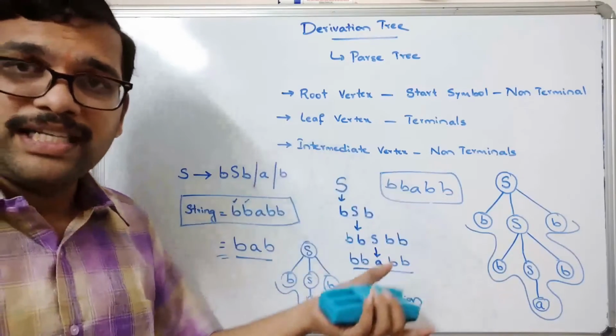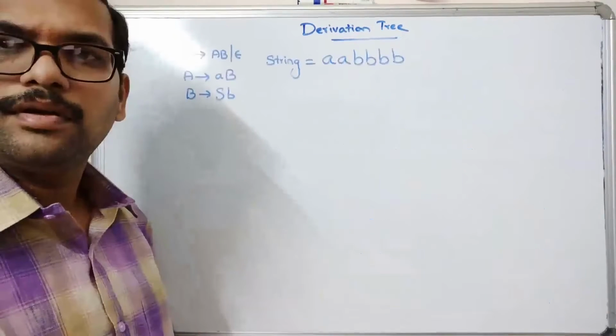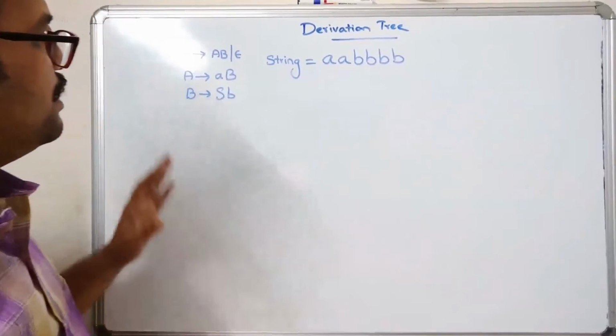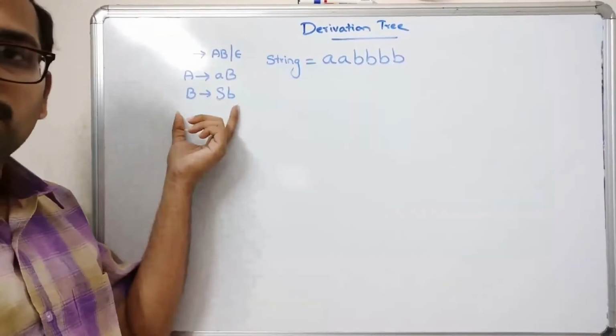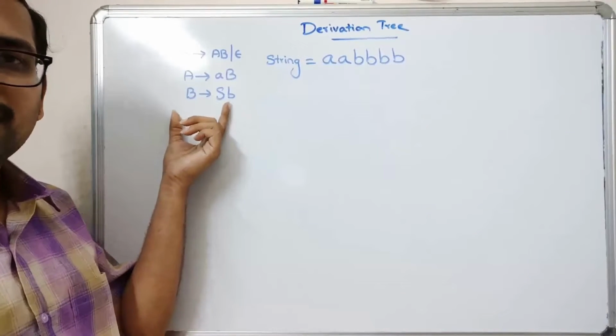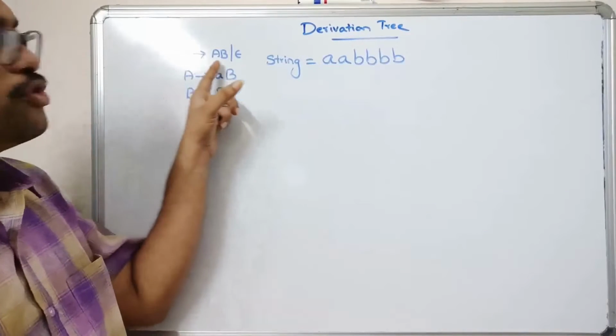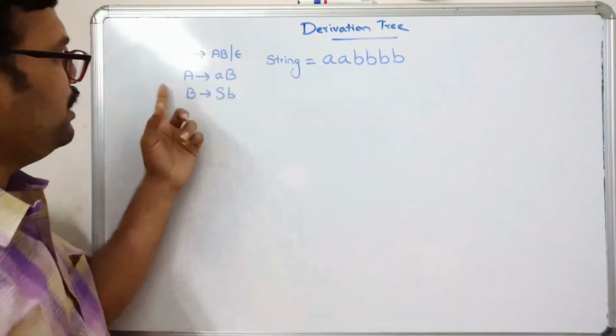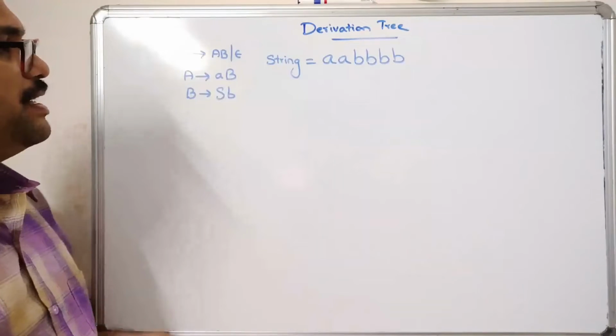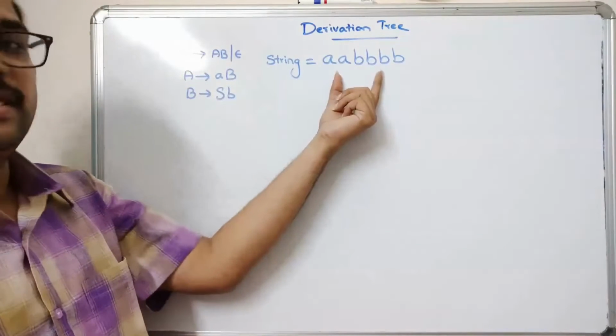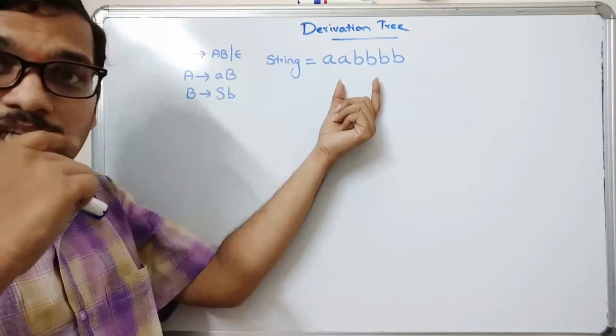So we'll see one more example for this derivation tree. So consider one more example. These are the production rules, right? So this is the context-free grammar. S tends to AB or epsilon, A tends to AB, and B tends to SB, and the string is here. So we need to construct the derivation tree for this one.